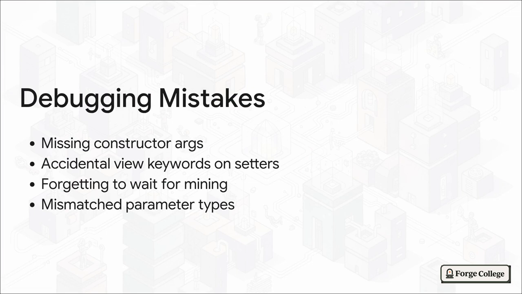Getting a totally blank string? You probably just missed your constructor arguments. Is your setter reverting and failing? Double check that you didn't accidentally slap a view keyword onto a function that is actively trying to change state. Are you getting mismatched parameter types? Check your strings. But I'll tell you right now, the #1 most common mistake is forgetting to wait for the transaction to mine. If you call the setter and immediately smash that getter button before the network even processes the update, you'll just see the old state and think your code is broken. Patience is definitely a virtue in Web3.